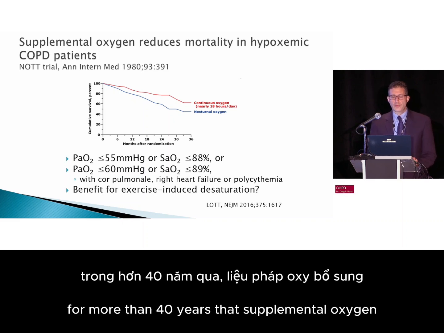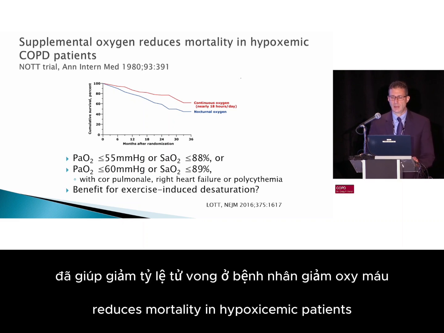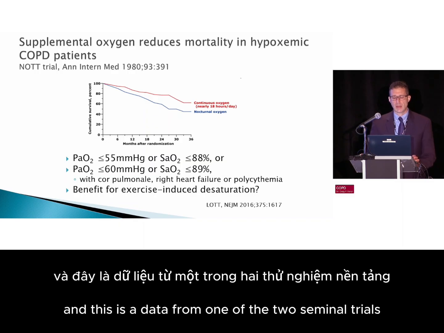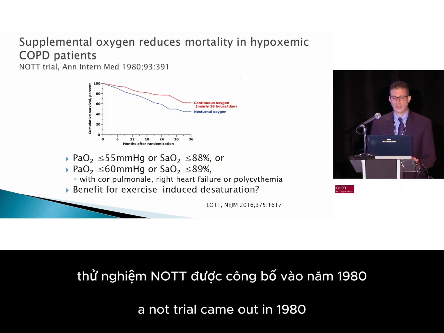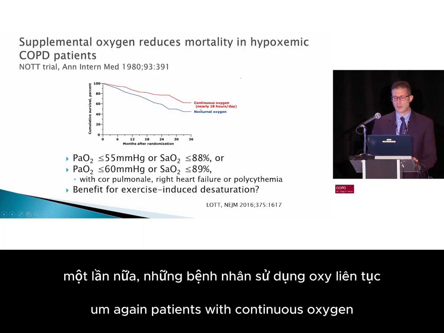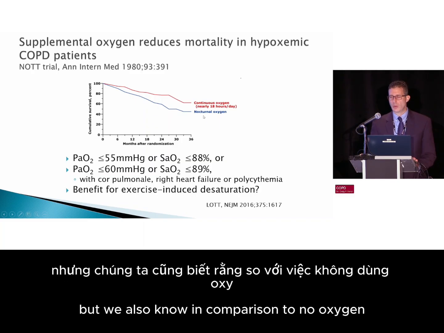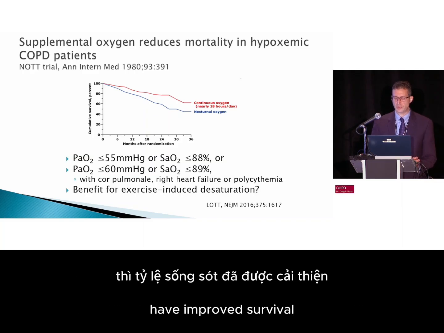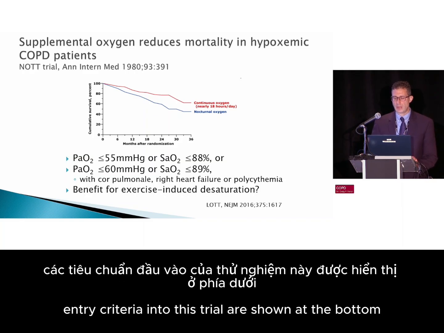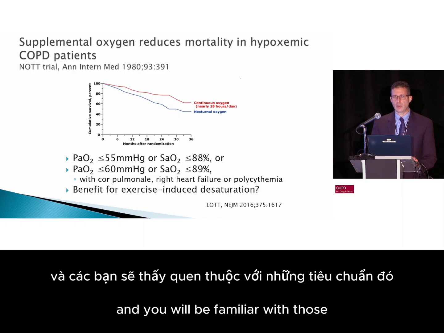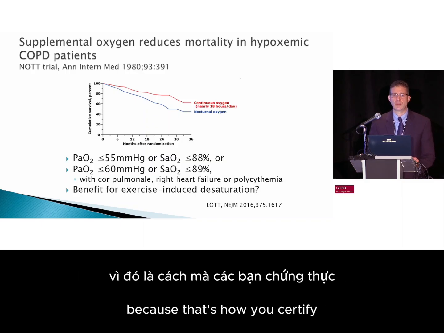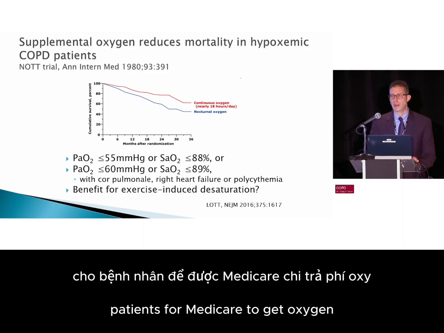So we've known for more than 40 years that supplemental oxygen reduces mortality in hypoxemic patients, and this is data from one of the two seminal trials, the NOT trial, which came out in 1980. Again, patients with continuous oxygen, this was a comparison with nocturnal oxygen, but we also know in comparison to no oxygen have improved survival. Entry criteria into this trial are shown at the bottom, and you will be familiar with those because that's how you certify patients for Medicare to get oxygen.